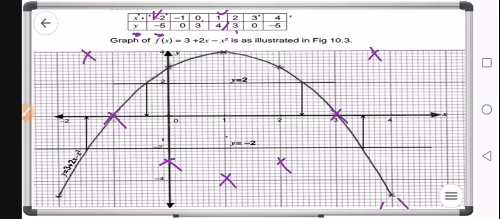Right, so I want to draw this graph, and I'm going to do that.